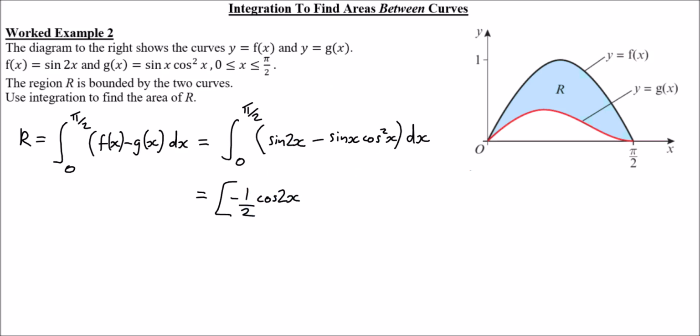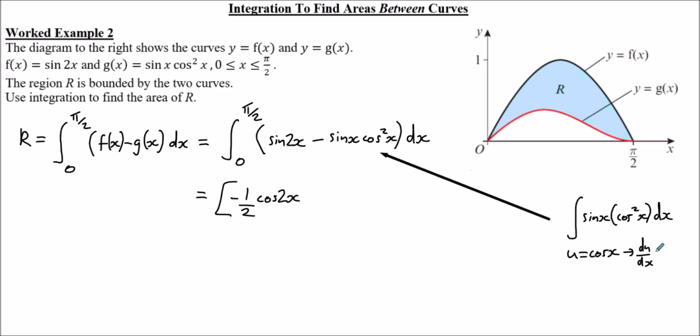This bit here, though, I'm just going to put to the side and show how this would integrate if we needed to use a u sub, for example. So let's just picture the integral of sine x cos squared x dx. I would prefer to use a u sub for this. If I call u cos x, I can then take du by dx. Cos differentiates to negative sine. So therefore dx in terms of du will just be du divided by negative sine x.